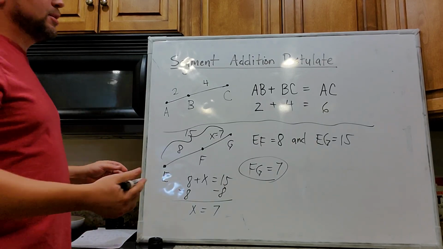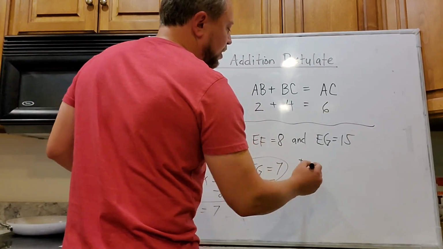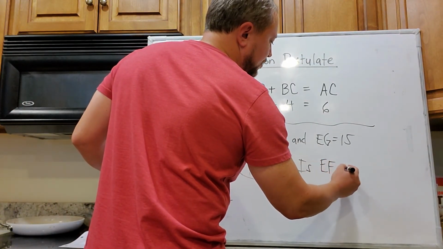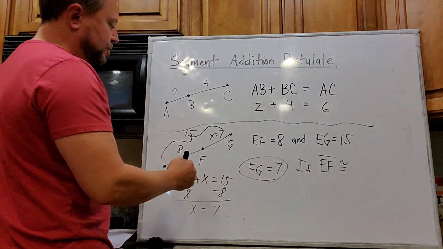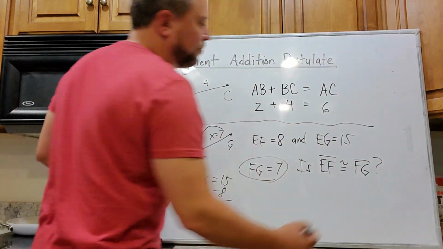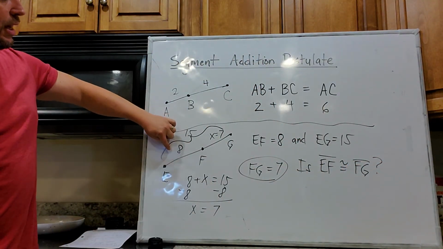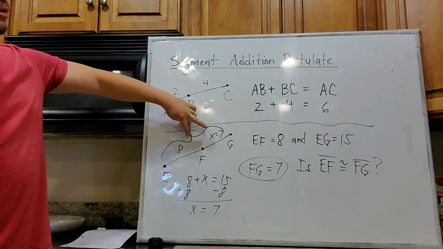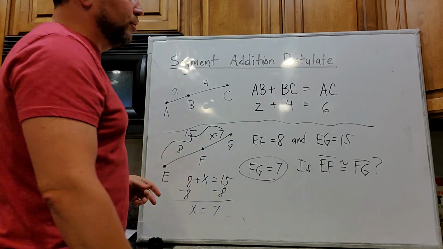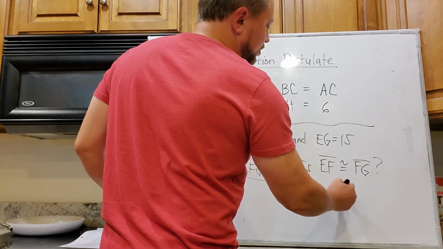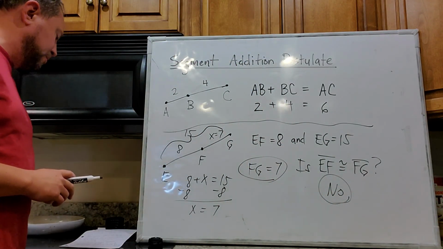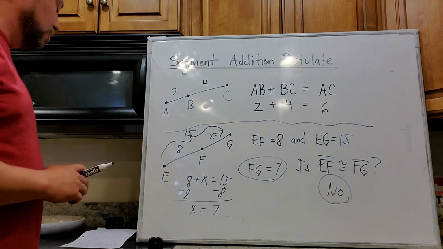They might ask you a question like this even, too, on a problem like this. They might ask you, is segment EF congruent to segment FG? Well, EF was 8, FG was 7. They do not match. So if they do not have the same length, then they are not congruent. So are they congruent? No, they are not. So you'll have some problems like that assigned on your homework.